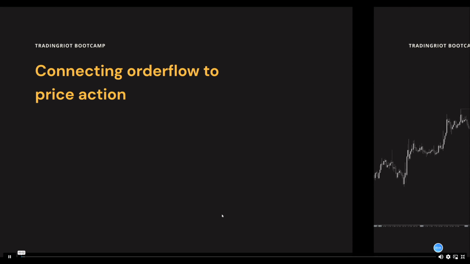So we have at this point covered every aspect of the order flow. We talked about the market participants, and we also talked about the two most popular order flow tools, being obviously cumulative volume delta and the footprint chart. So now it's time to put these things together with price action.